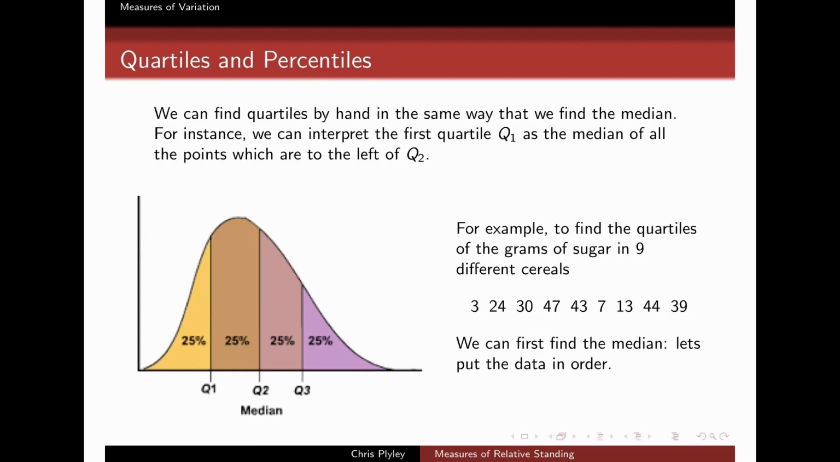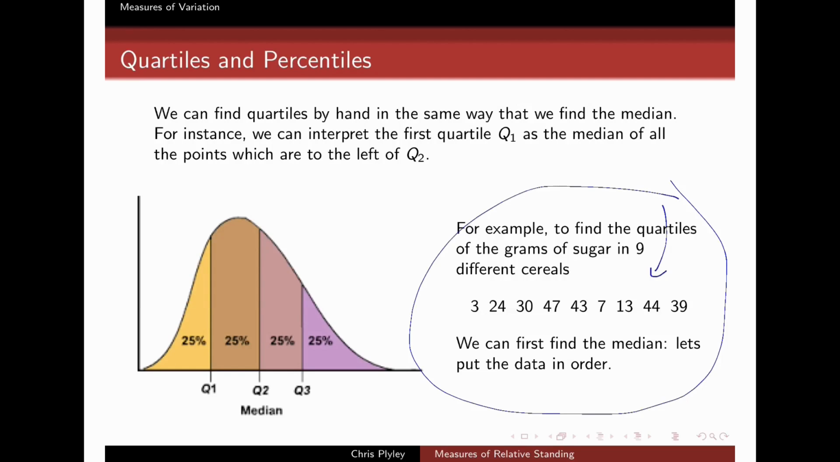So let's go ahead and do an example of finding the first, second, and third quartile. And the way we do it, we have to be a little bit careful with the way we define how we find the first, second, and third quartile, especially when our data set is pretty small. So let's take this example down here. Let's suppose that I have only 9 different values in my data set, and they're listed right here. They represent grams of sugar in different cereals.